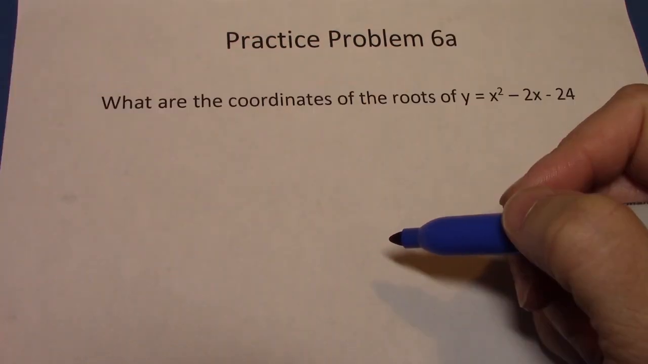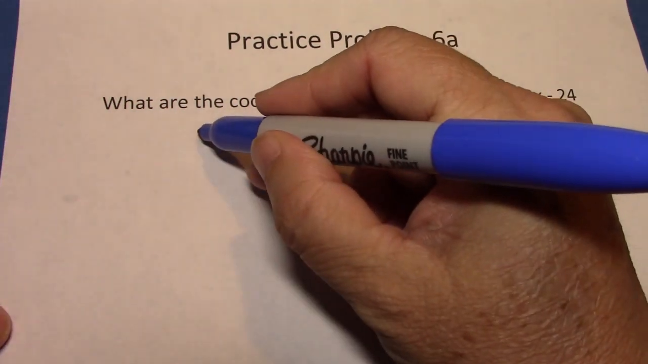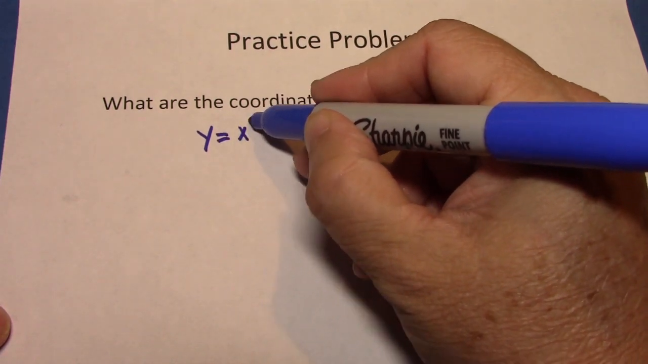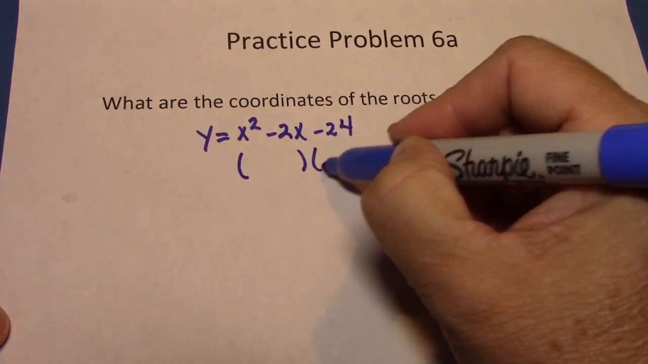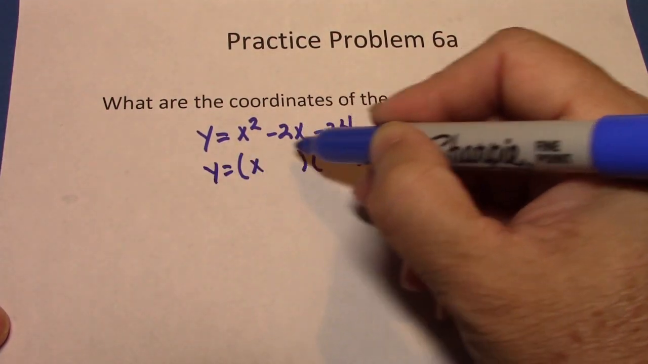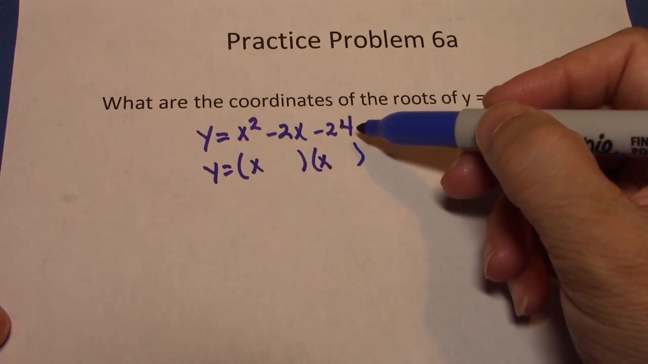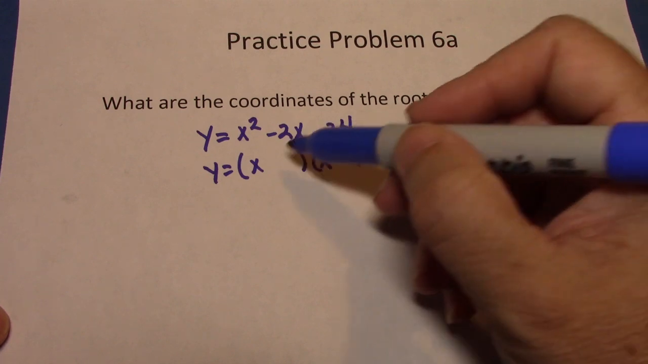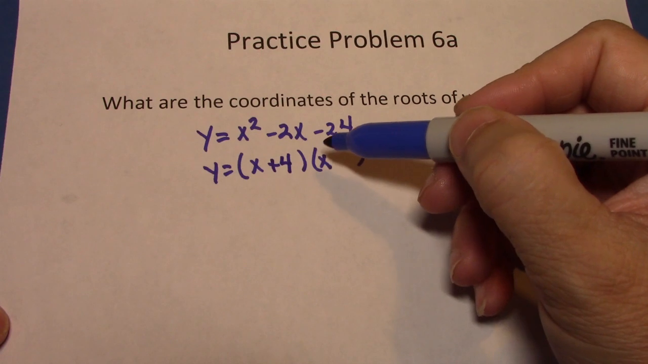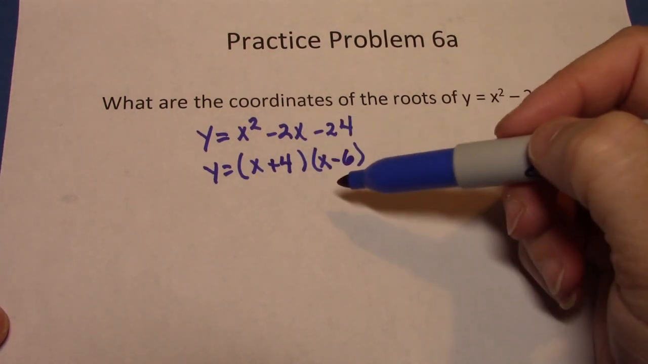Practice problem 6a says, what are the coordinates of the roots of y equals x squared minus 2x minus 24? So that's y equals x squared minus 2x minus 24. We should be able to factor this using FOIL and looking at the factors of 24. Remember, one has to be positive, one has to be negative, and we'll find that x plus 4 and x minus 6 will work out to get us back to this.